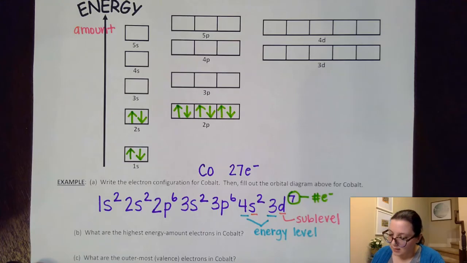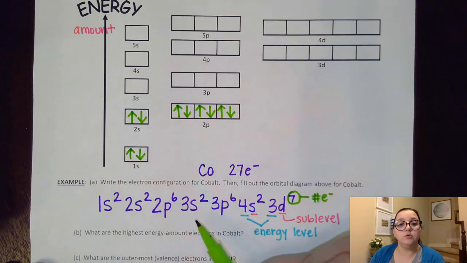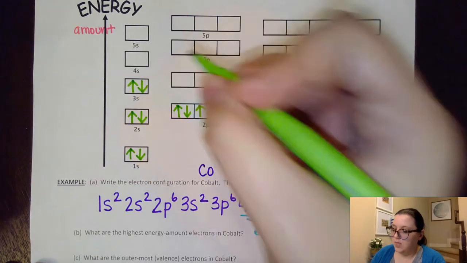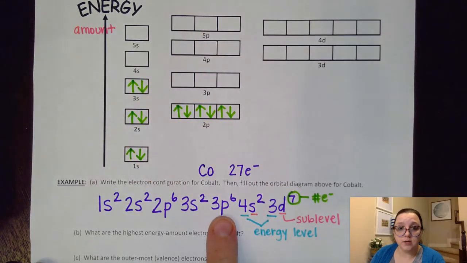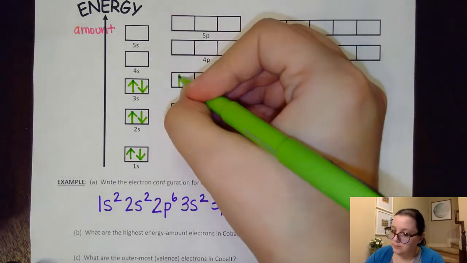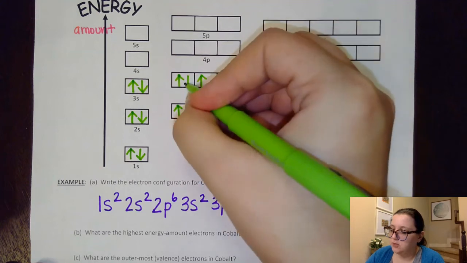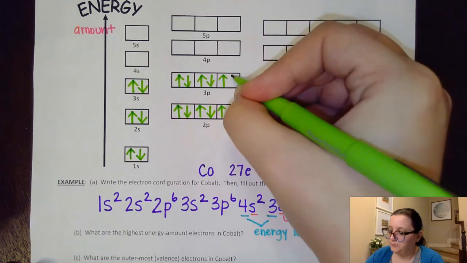All right, so next, 3s. According to our electron configuration, we should have 2 electrons. 3p, according to our electron configuration, we should have 6 electrons there. So again, Hund's rule says we put 1 into each, and then we double up.